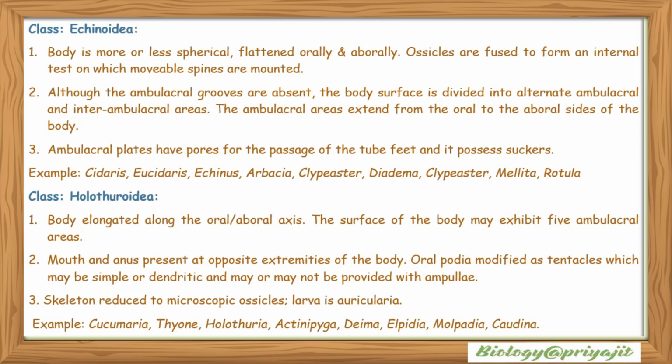Class Holothuroidea, their body is elongated along the oral and aboral axis. The surface of the body may exhibit 5 ambulacral areas. Their mouth and anus are present at opposite extremities of the body. Their oral podia are modified as tentacles, which may be simple or dendritic and may or may not be provided with ampulla. Their skeleton is reduced to microscopic ossicles. Their larva is auricularia. Examples include Cucumaria, Thyone, Holothuria, Actinopyga, Deima, Elpidia, Malpadia, Cordina, etc.